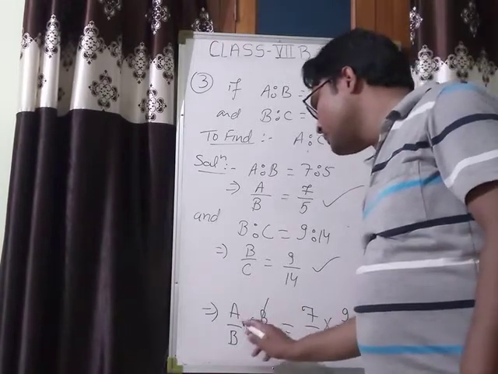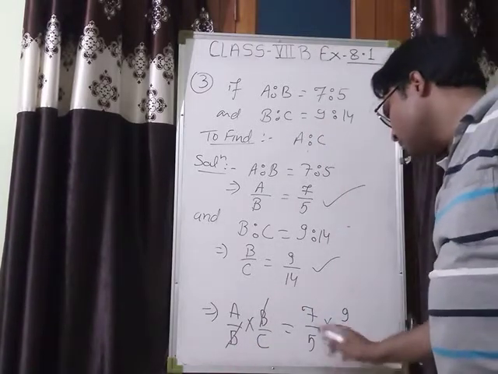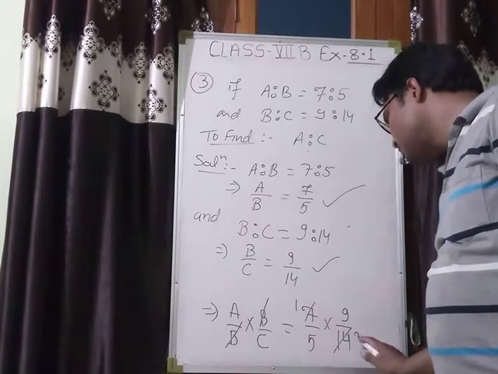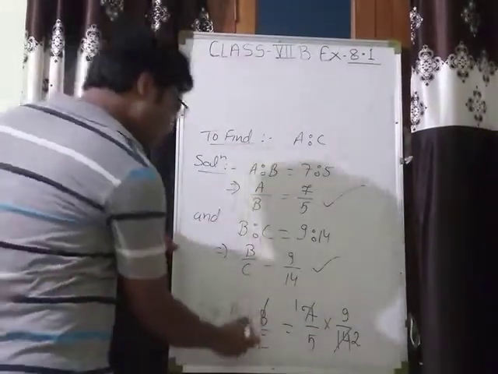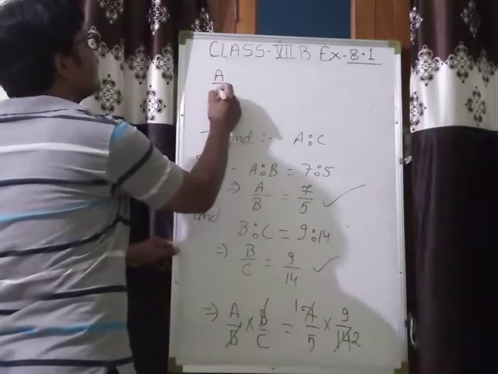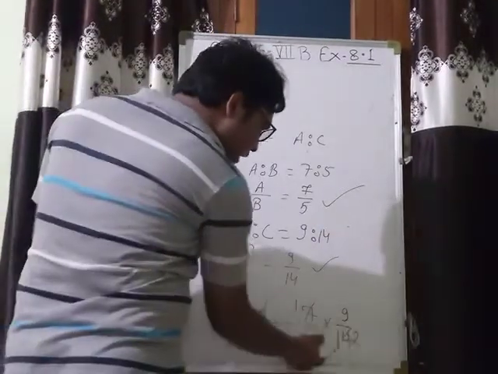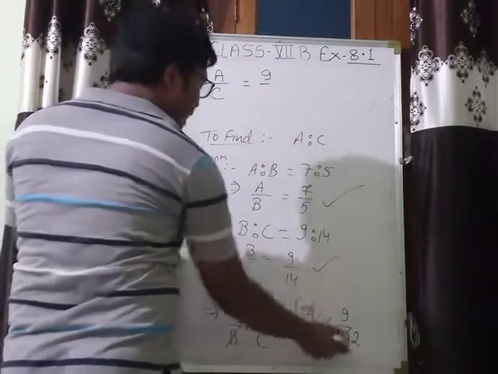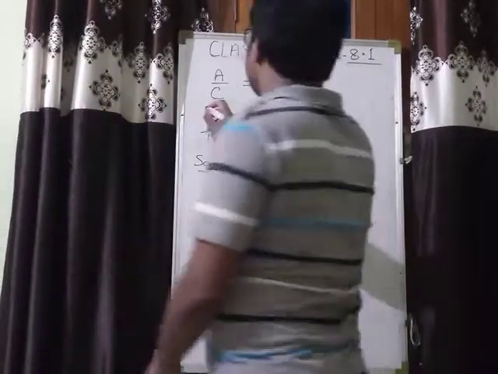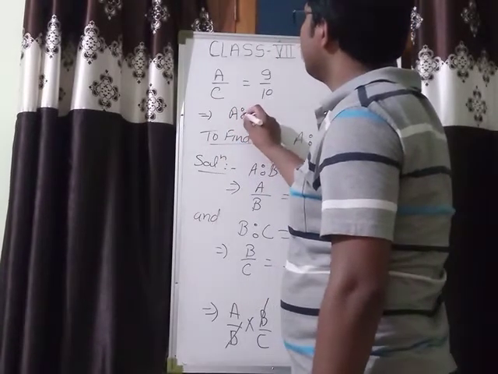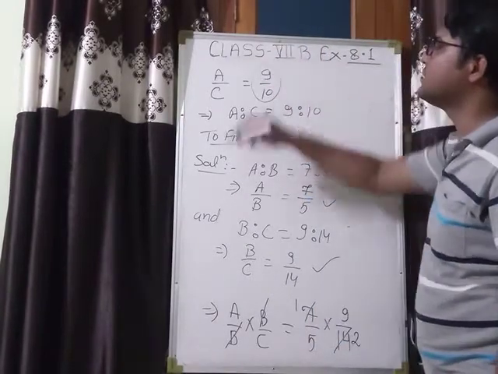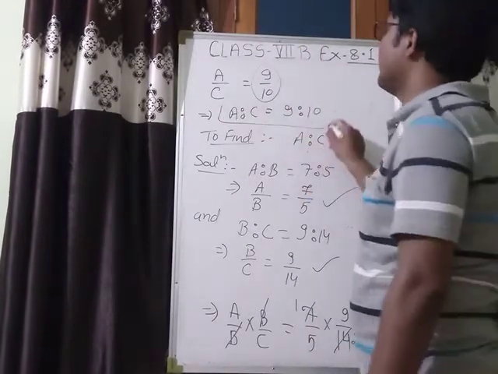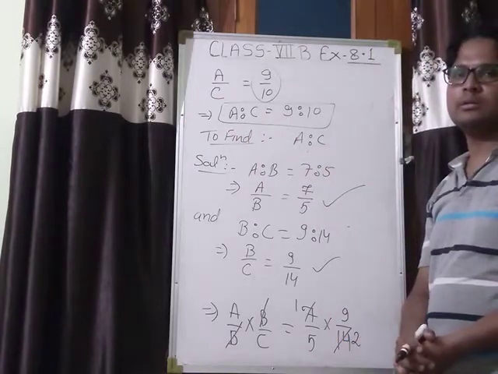So B and B will be cancelled, and here 7 one is 7, 7 two is 14. So what we have from here? We have A upon C, and on the right side 9 upon 5 into 2, that is 9 upon 10. Clearly, A is to C is 9 is to 10, and this is already in the simplest form. So A is to C is 9 is to 10. Got it?